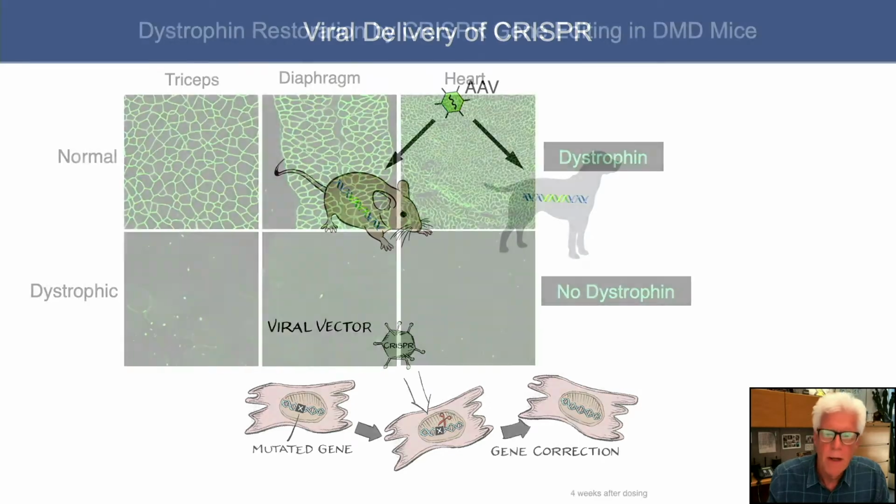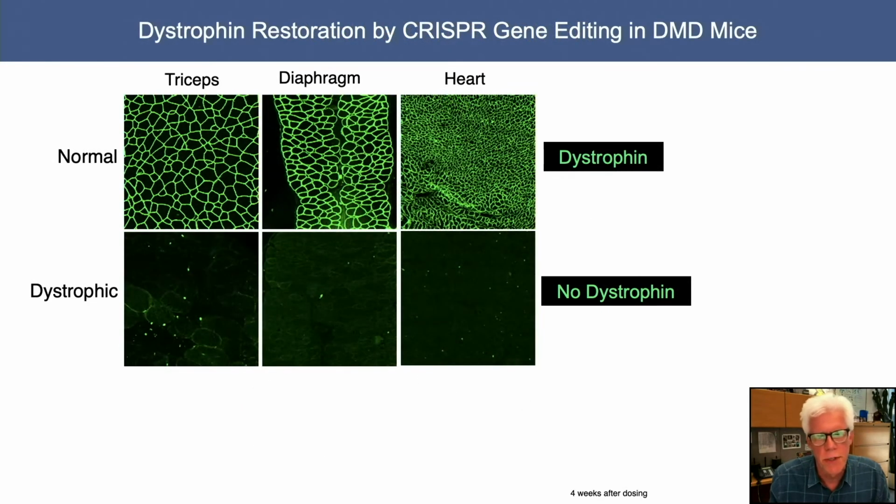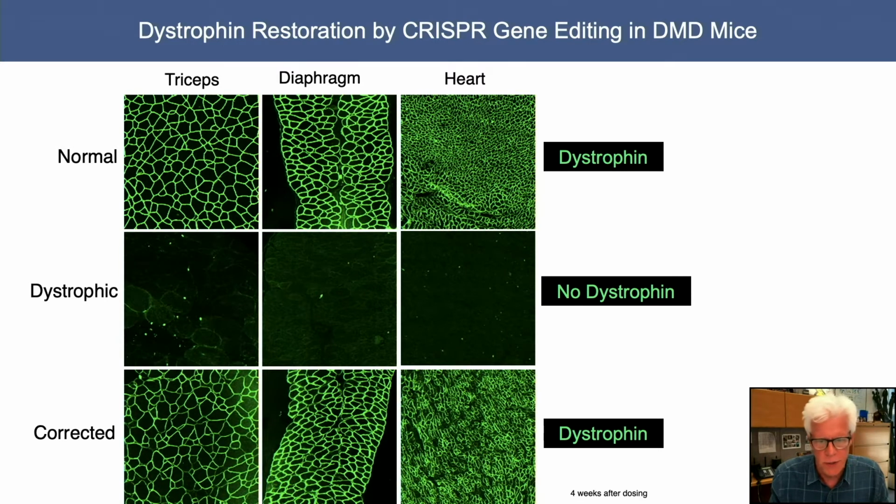Next slide. So here you can see on the top dystrophin staining in representative muscle tissues of a normal mouse. In the middle row is mice with Duchenne, and they have no dystrophin. And on the bottom, next slide, you can see the restoration of dystrophin protein after 4 weeks of one dose with the CRISPR gene editing components.